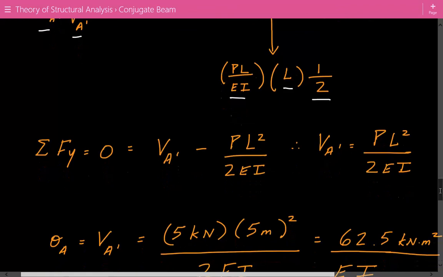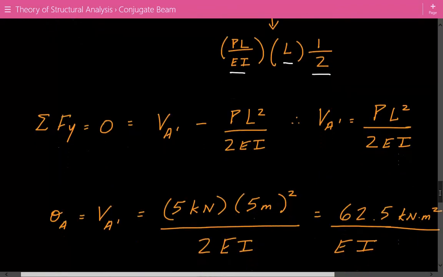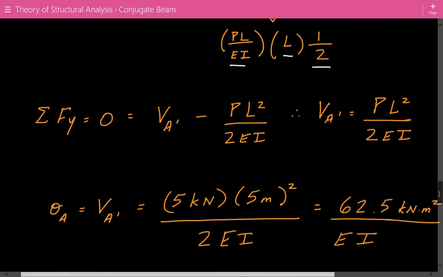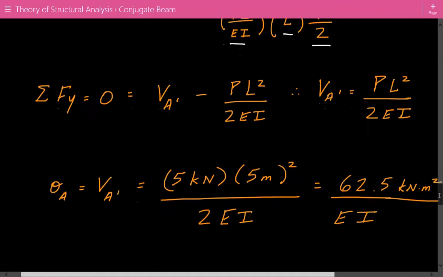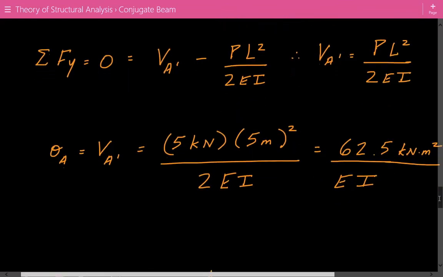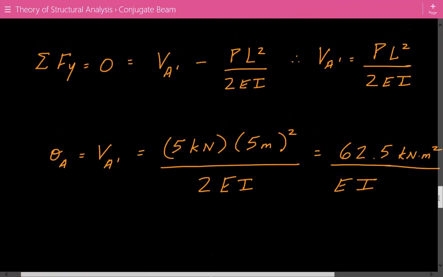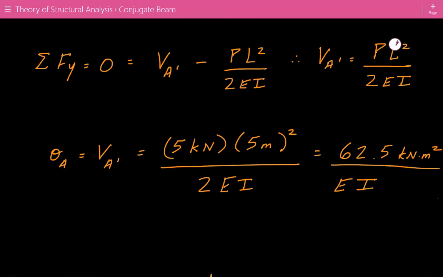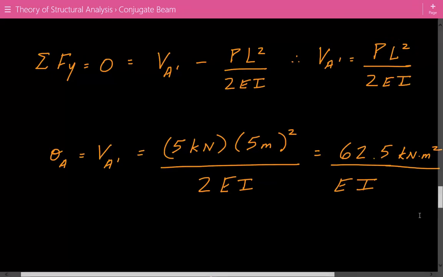So the slope is also equal to this value. The real slope is equal to the conjugate shear at that location. Now we just plug in the numbers for P and L. EI was constant, so that just stays. So 5 times 5 squared, that's 62.5 kilonewtons times meter squared divided by EI. And that's the slope at A.